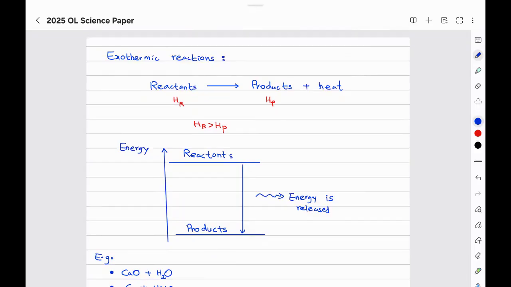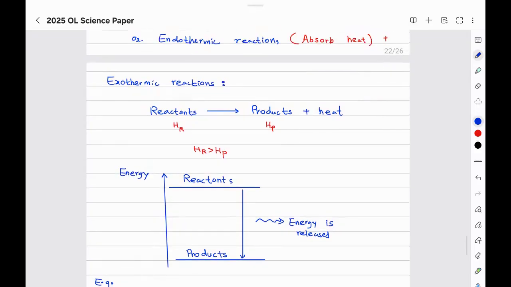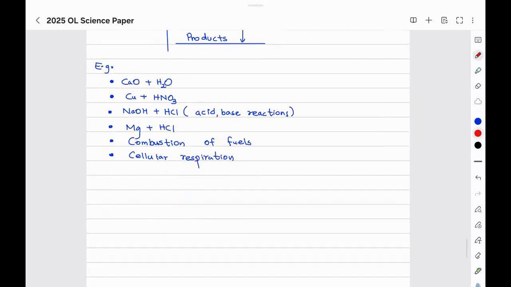In an endothermic reaction, we can say that the energy is absorbed. Then the system is becoming cold. Get it? Yes, absorbing heat. In exothermic reactions, what will happen? Heat is released. Then in endothermic reactions, what will happen?